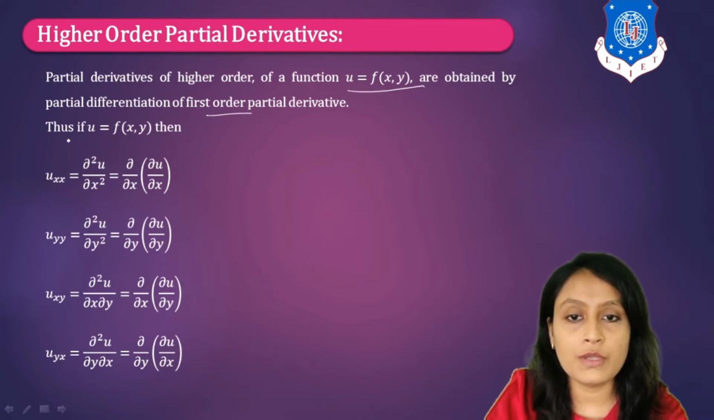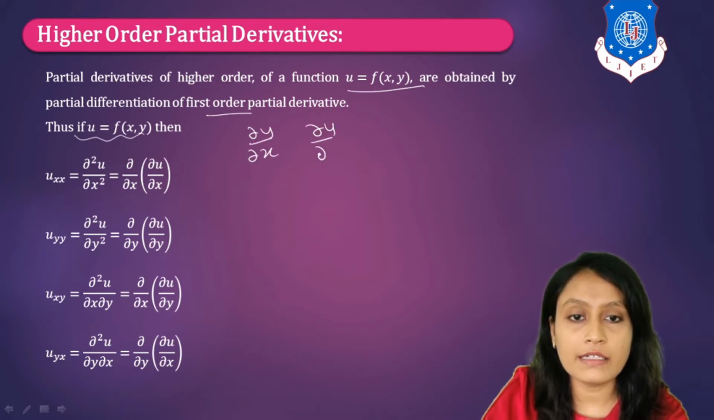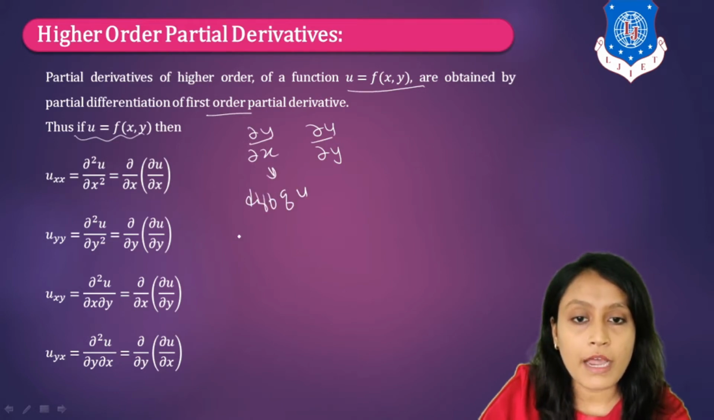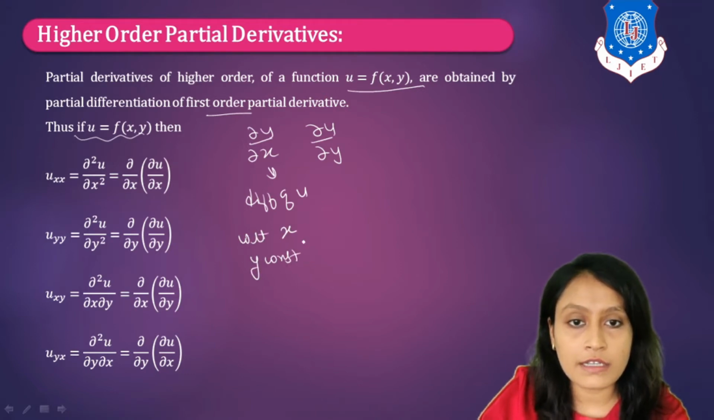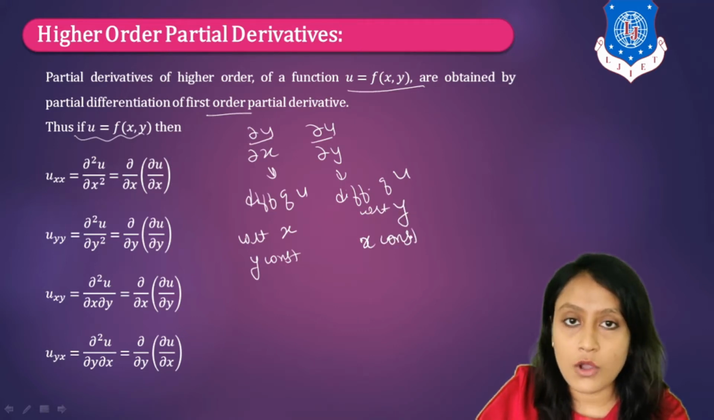So if u equals f of x, y is given, firstly we have to find del u by del x and del u by del y. Del u by del x means what? Differentiation of u partially with respect to x, and we have to keep y as a constant, right? Del u by del y means what? Differentiation of u with respect to y, and we have to keep x as a constant.